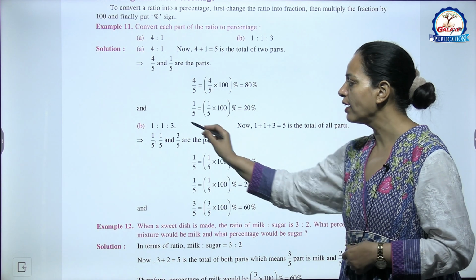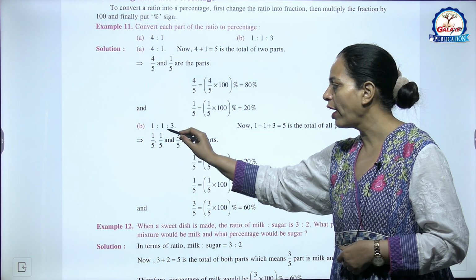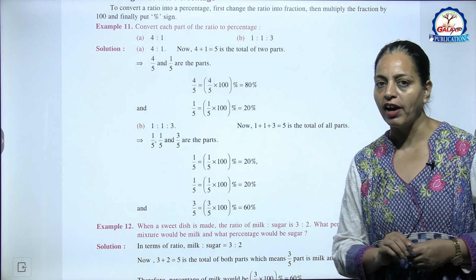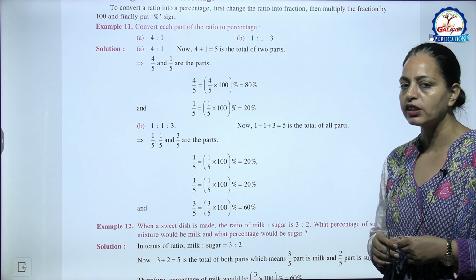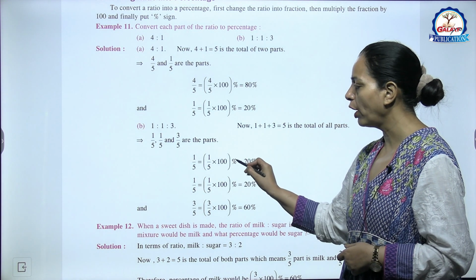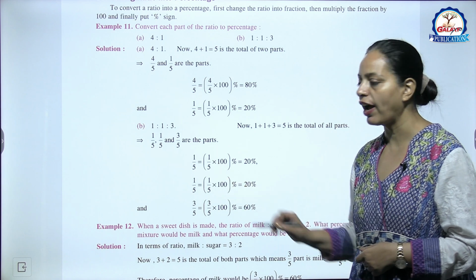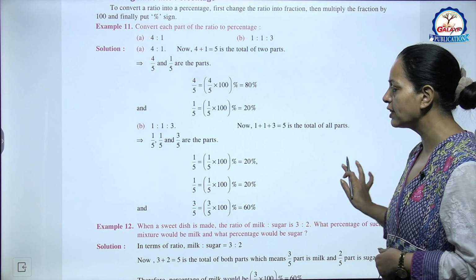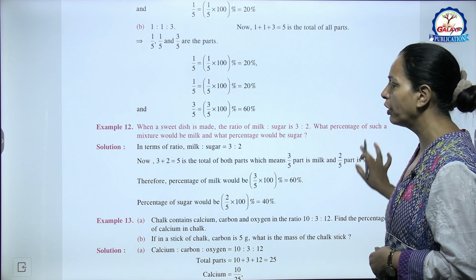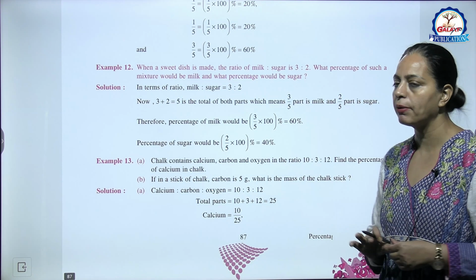So total parts 5. So 1 by 5, 1 by 5 and 3 by 5. Now let us convert these to percentage. 1 by 5 into 100% means 20%. This is the same, 1 by 5 into 100% is 20%, and 3 by 5 into 100% means 60%.